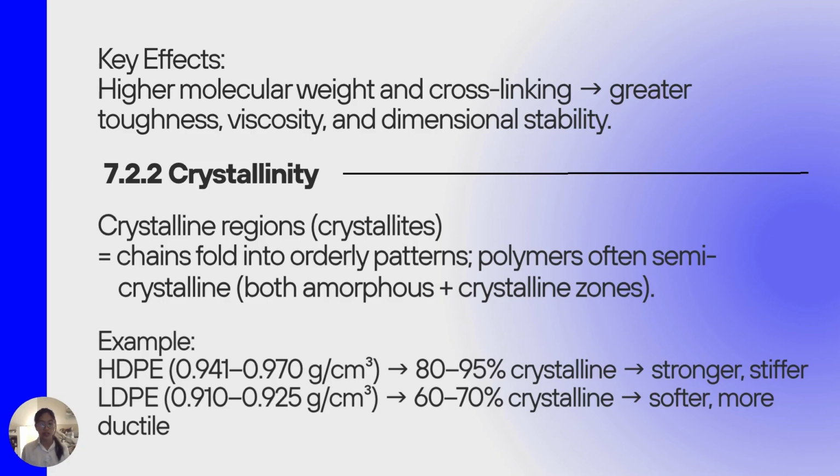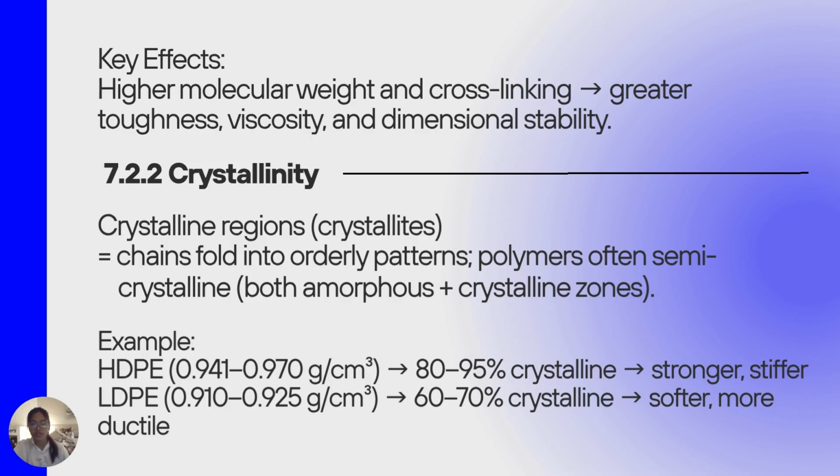In crystalline regions, called crystallites, the molecular chains are tightly packed and folded in an orderly arrangement. Meanwhile, in amorphous regions, the chains are randomly oriented, giving flexibility. For example, high-density polyethylene, or HDPE, has a crystallinity of about 80 to 95%, making it strong and stiff. In contrast, low-density polyethylene, or LDPE, has a crystallinity of 60 to 70%, which makes it softer and more ductile.